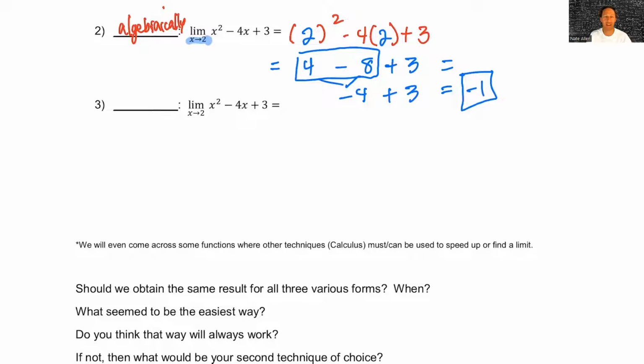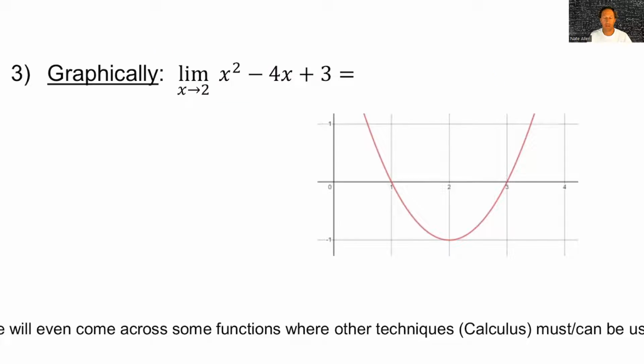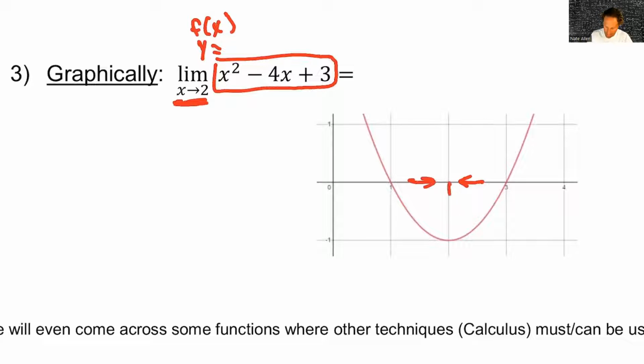Let's take a look at the third way that we can find these limits. And let's do it graphically. How would we graph this function? Well, as you can see here, I've graphed it for you. This is a simple parabola. Hopefully you recognize that. And again, we're looking at finding our y values given our x is approaching 2 from both sides. Remember, this is our y equals, or f of x. So we're trying to find the y as our x approaches 2 from both sides. So as we go from the right and left, our y values look like they're approaching -1.